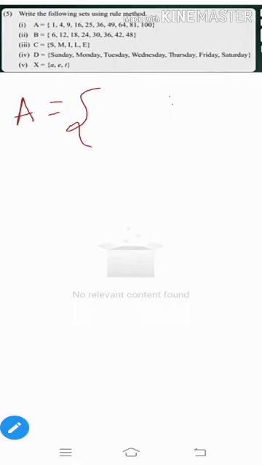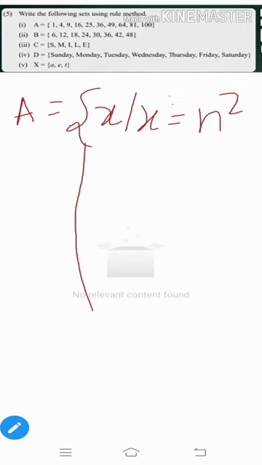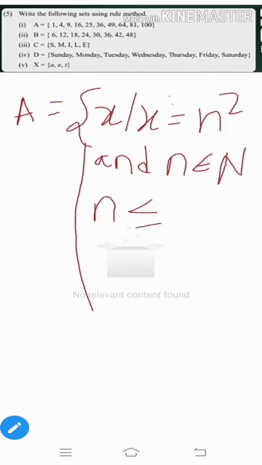So how do we write? We write x such that x is equal to n square, and n is an element of natural numbers, and n is less than or equal to 10. So it's the first answer.